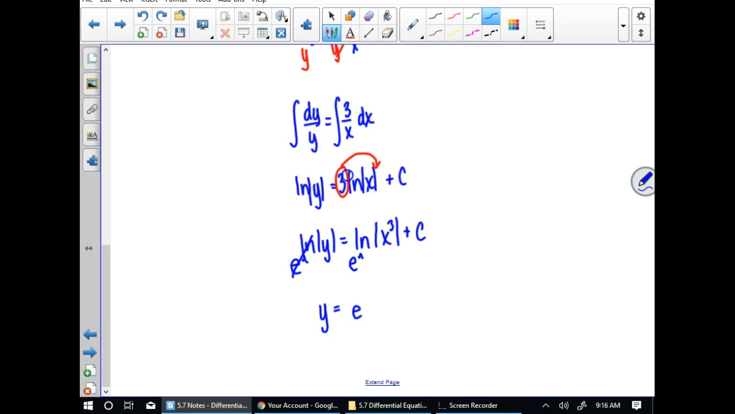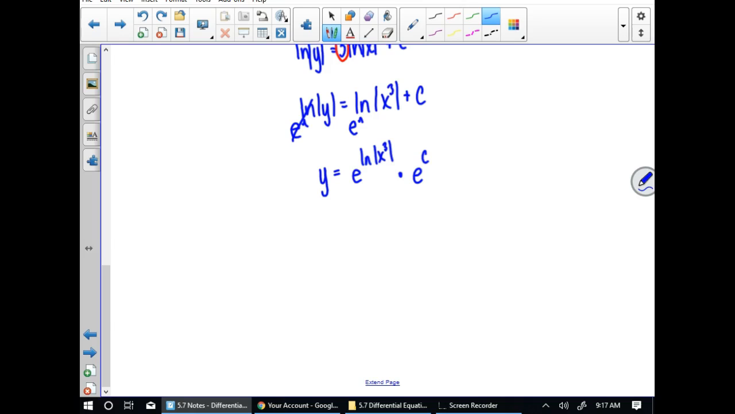This is e to the natural log of the absolute value of x to the third, times e to the c, right? Because c is in your exponent, just like we did with our exponential stuff. So this e to the natural log cancels, but we have e to the c. What do we do with e to the c? Just make it a capital C, but it's multiplied. So we've got C times x to the third. It's not x to the third plus C in this case.